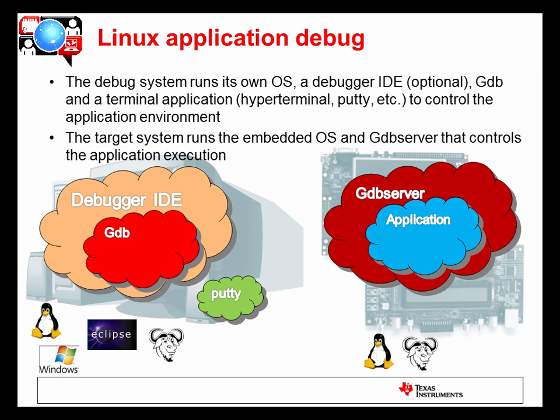The target board on the right must have a running Linux environment with both the GDB server and the application binaries on its file system. In our environment, GDB server is running on top of the Linux distribution provided by DVSDK. It is invoked through the terminal program, and you can see from the picture it encompasses the application, and it must have complete control over it.